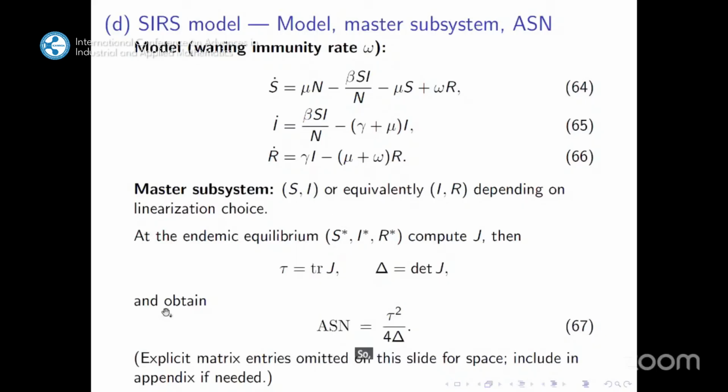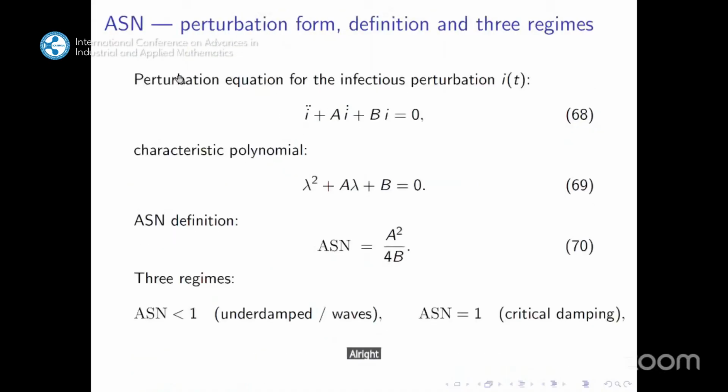So you'll obtain the Atangana strength number in a similar fashion. All right, so what happens now if you have a perturbation form and the three regimes? So the perturbation equation of infectious perturbation, I, will be given in this form. Then it has a characteristic polynomial of this form, and then the Atangana strength number, we have defined it to be this.